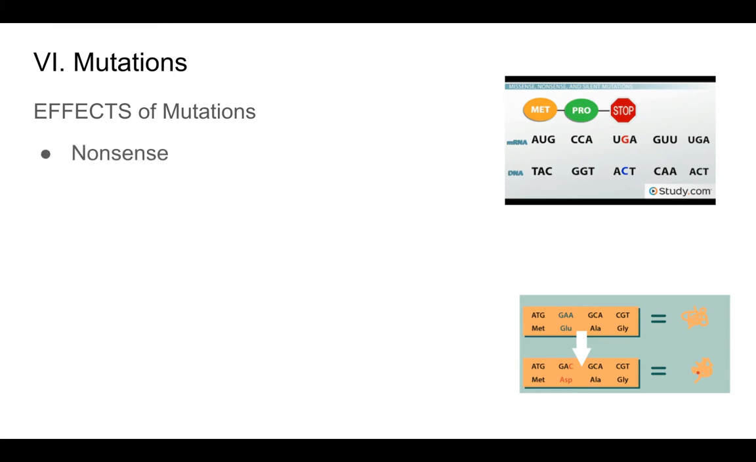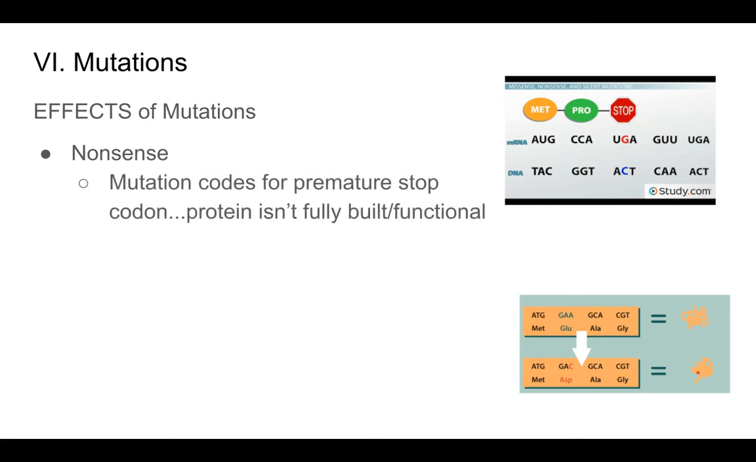So for effects of a mutation, you have something called a nonsense effect. And a nonsense effect occurs when the mutation codes for a premature, an early stop codon. And so the protein actually doesn't get fully built and is not fully functional. So if the mutation causes the protein to stop being produced early, that's a nonsense mutation. And here is a little picture of the representation of that. So here's our DNA sequence. Here's our messenger RNA. If we experience a mutation in any one of these codons that codes for an early stop, we wouldn't get the rest of the amino acid sequence.